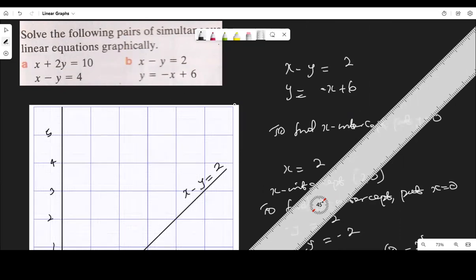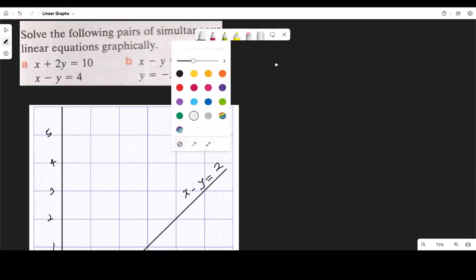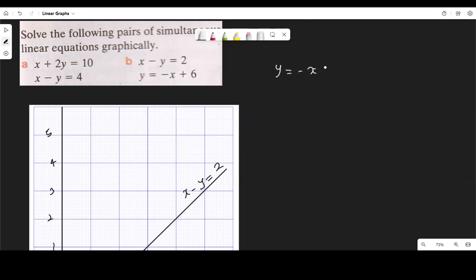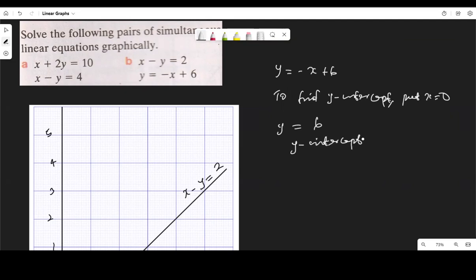Now let's look at y equal to negative x plus 6. To find the y-intercept, we put x to be 0, so that y equal to 6. Well, this is 0, y equal to 6, so that y-intercept is 0 and 6.